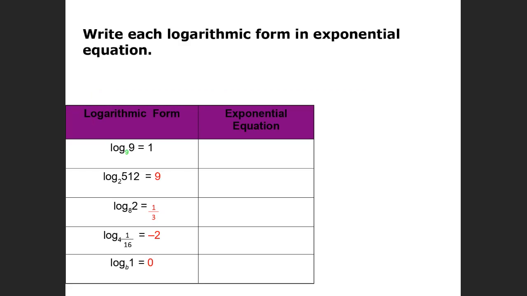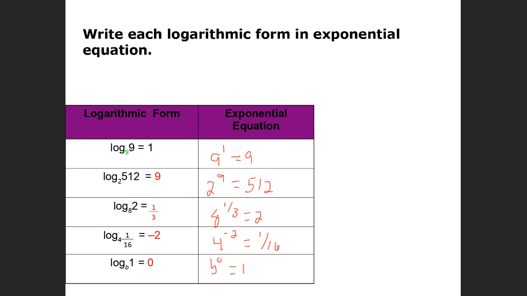Then you should also be able to rewrite a logarithm as an exponent. I can't really see what that is. Oh, that's got to be 9. So this would be 9 to the first is equal to 9. 2 to the 9th is equal to 512. 8 to the 1/3 is equal to 2. 4 to the negative second is equal to 1/16. And b to the 0 is equal to 1. So as I said, the first place this week's assessment starts is being able to rewrite an exponent as a logarithm and a logarithm as an exponent.